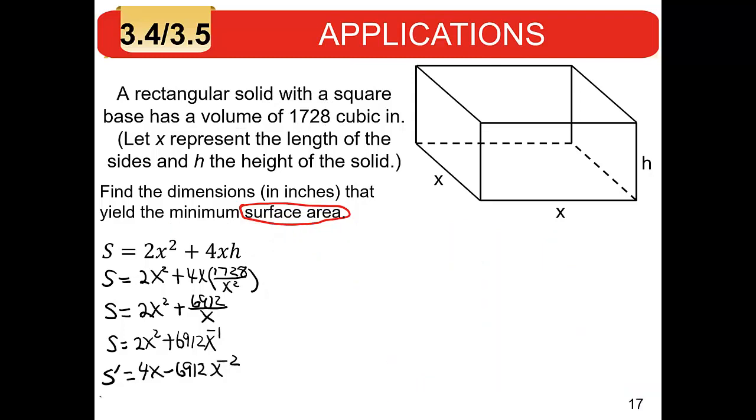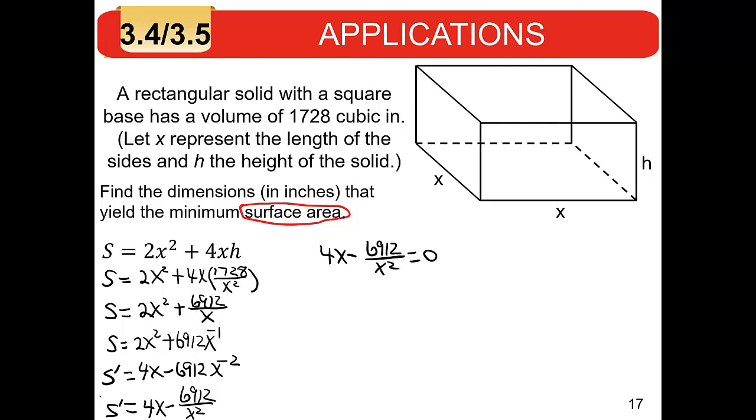If you take the derivative of 2x squared, you get 4x. If you take the derivative of 6912 x to the minus 1, you get minus 6912 x to the minus 2. Now that I've taken the derivative, I want to put it back into the right form, so I want to take that x to the minus 2 and write it as over x squared. Then I want to set the derivative equal to 0.